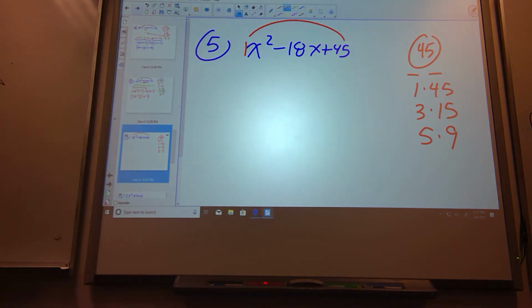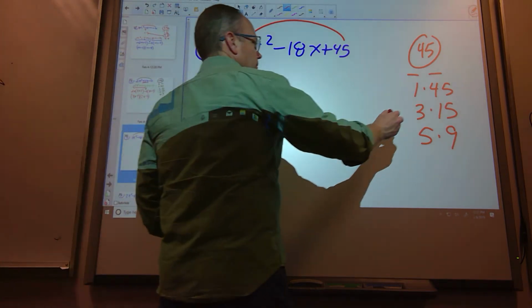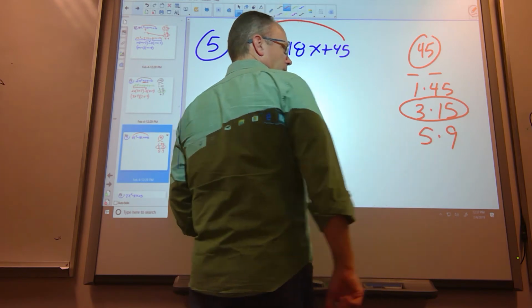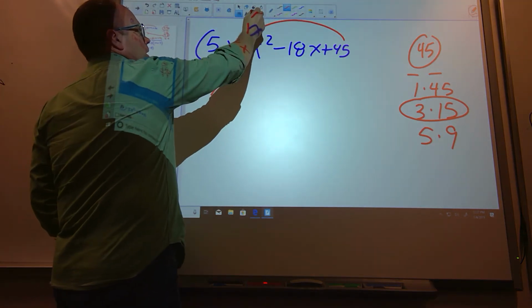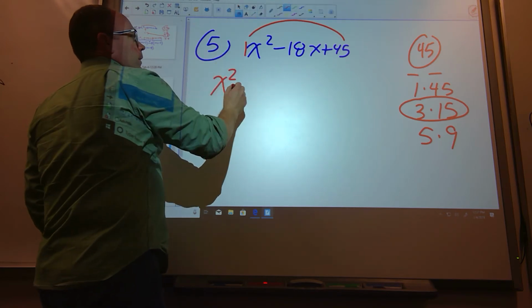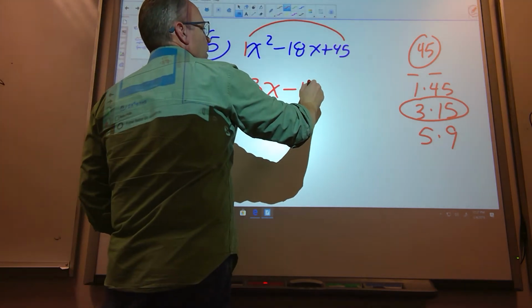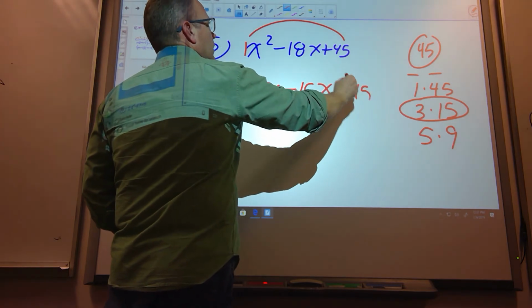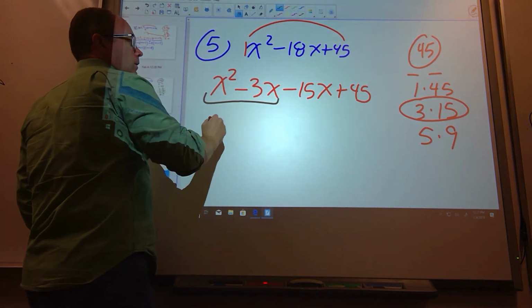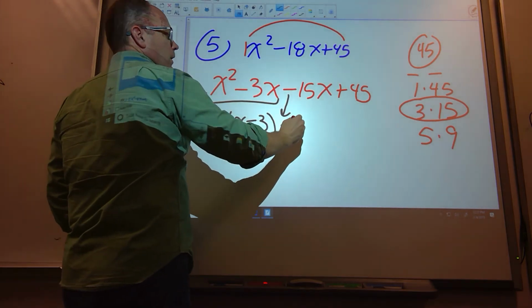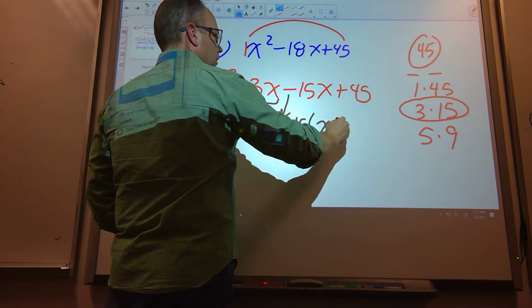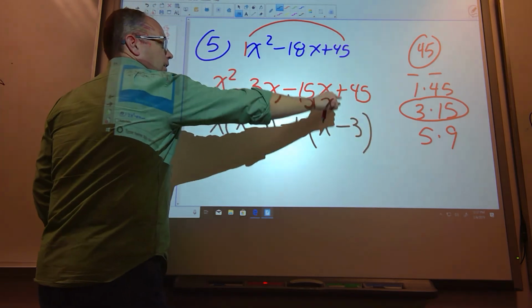So of those being both negative, when I add them together, 3 and 15, if I add the 1 and 45, both negative, I get negative 46. This gives me a negative 18, this gives me negative 14, right? Oops. Because I factored a negative out, that changes that sign.